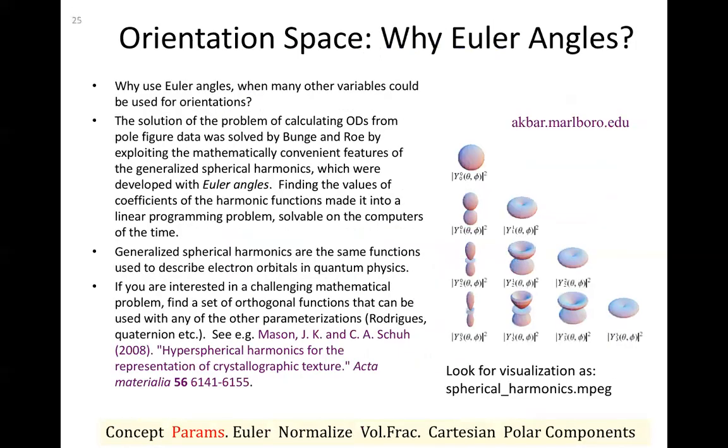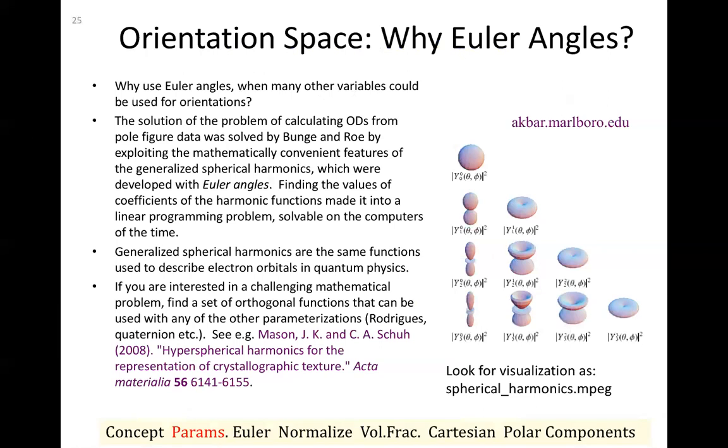Why do we use Euler angles, right? And it is because if we write things in Euler angles, there's a Fourier series expansion in terms of the spherical harmonics that can be symmetrized to reflect the crystal symmetries that are inherent in the crystal.